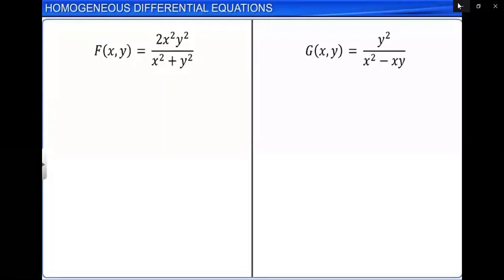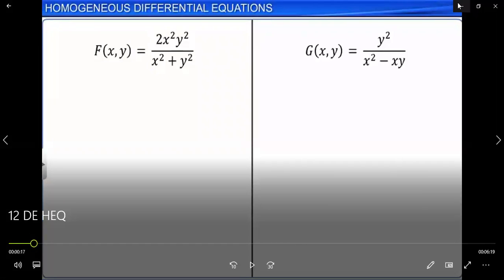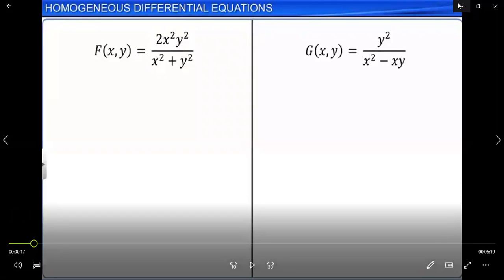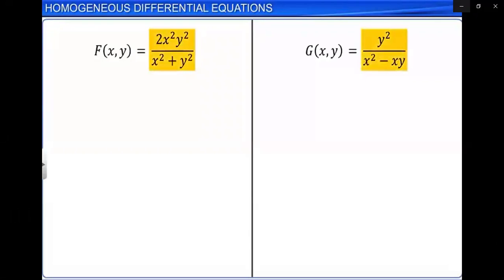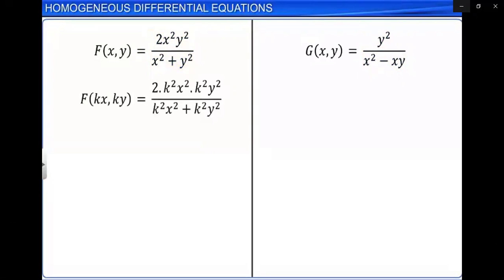So basically, we often come across some functions, as you can see over here. Two different functions are mentioned, f of x and y and g of x and y. There is an interesting property regarding such types of functions. So let's pass these functions through a test to know the property that these functions possess. Substitute kx in the place of x and ky in the place of y. After that, you can observe that the function becomes like that, where k is a constant.